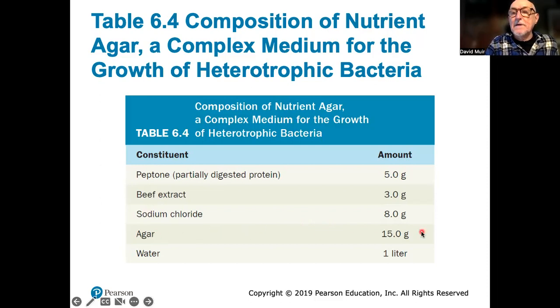Agar, the typical use of agar is 15 grams per liter. That is for a solid agar. We sometimes make a sloppy agar for various purposes, which is less, but this is your standard for the plates that you're using in the labs, 15 grams per liter and a liter of water. That's a simple, easy recipe for a very good complex nutrient medium.